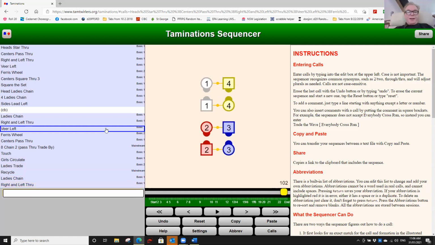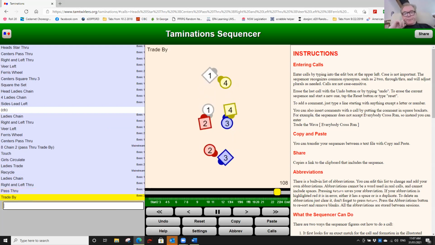Now you need to have the centers or the ends or the outsides get rid of their current partner and exchange it with the other one. Well, everyone is in sequence here, Guido. I don't know what you're talking about. Oh, okay, yeah. This is what you want? Now everybody is in sequence, yeah. Yes. And if you now do a pass-through trade by, then you have an effective 4 ladies chain.